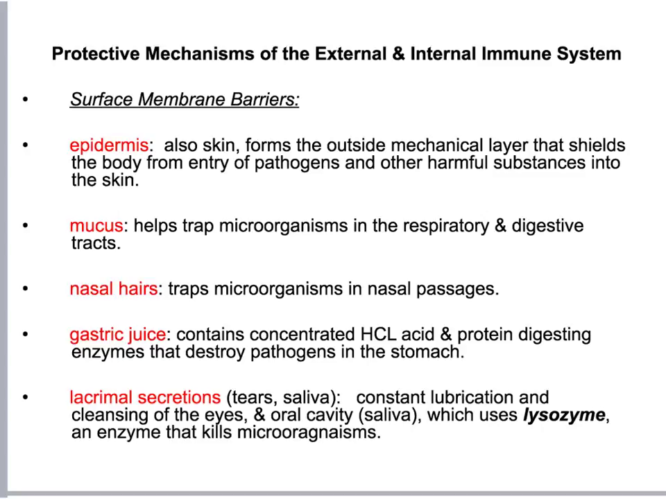The first thing is the membrane barriers. That includes the epidermis. It's also called your skin, and it's the outer mechanical layer that shields the body from entry of pathogens and other harmful substances into the skin. Then we have our mucus. Mucus helps trap microorganisms in the respiratory, digestive, reproductive systems. We have nasal hair, which trap microorganisms in the nasal passages. We have gastric juice that has concentrated hydrochloric acid and protein digestion enzymes to destroy pathogens in the stomach.